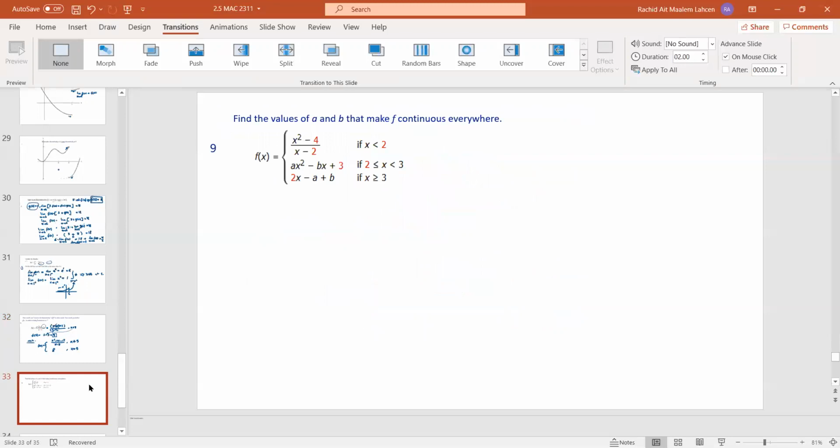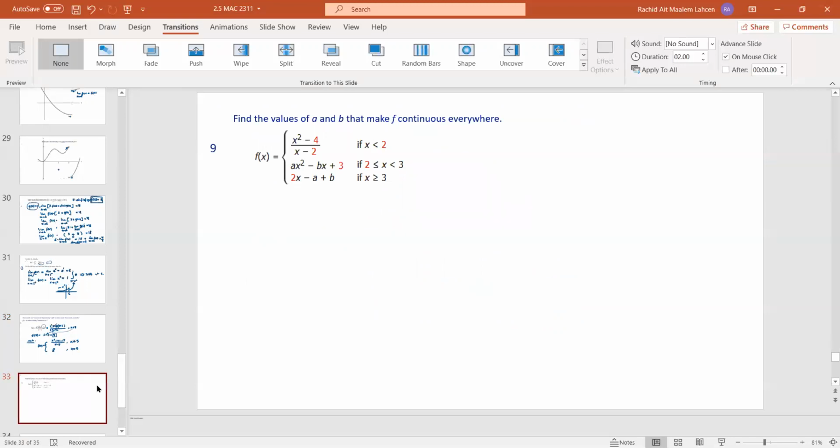So find the values of a and b that make f continuous everywhere. So this is a summary. This is the goal. If we understand everything happening up to now, we need to apply it here. This is a type of classical problem to build the understanding.